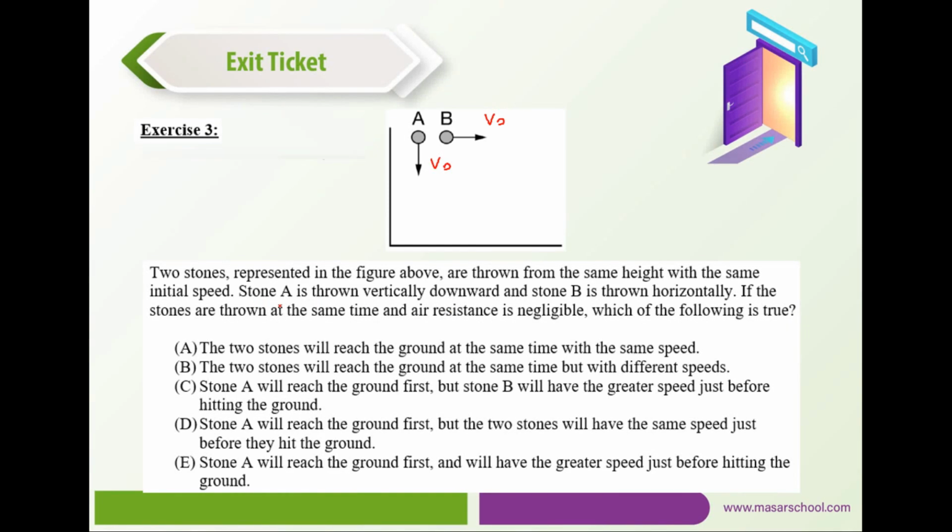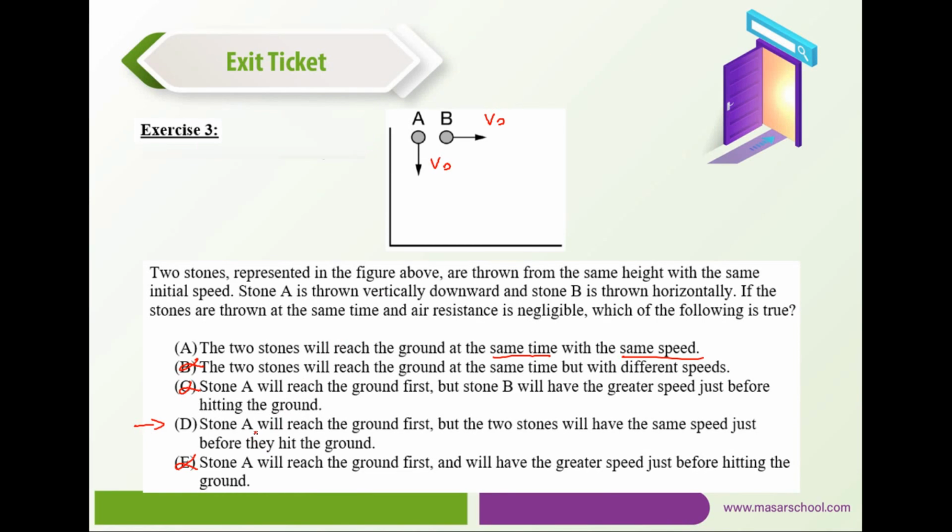Now let me repeat and say, stone A is thrown vertically downward and stone B is thrown horizontally. Alright, if the stones are thrown at the same time and the resistance is negligible, which of the following is true? If you check the choices, they're discussing the time and the speed, so we know that the speed must be the same. Then let's start eliminating. Greater speed, this can be eliminated. Okay, we can keep D, we can eliminate C, we can eliminate B.